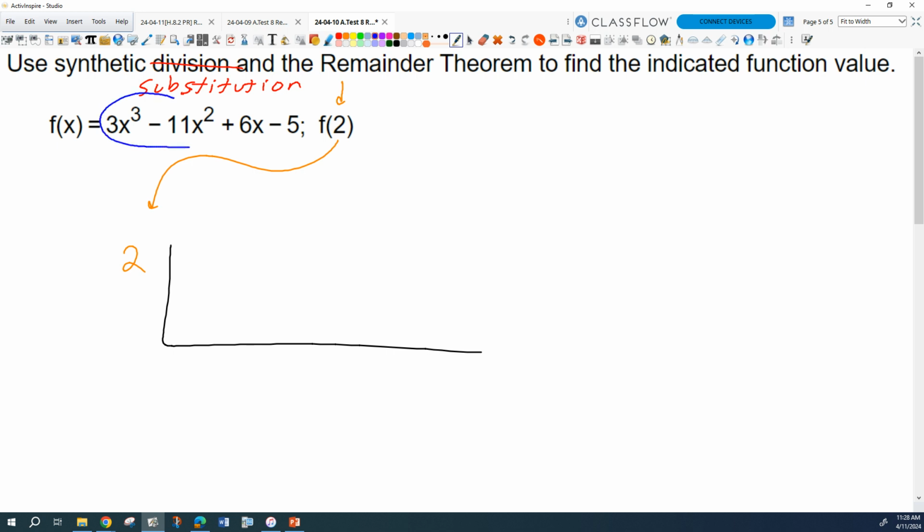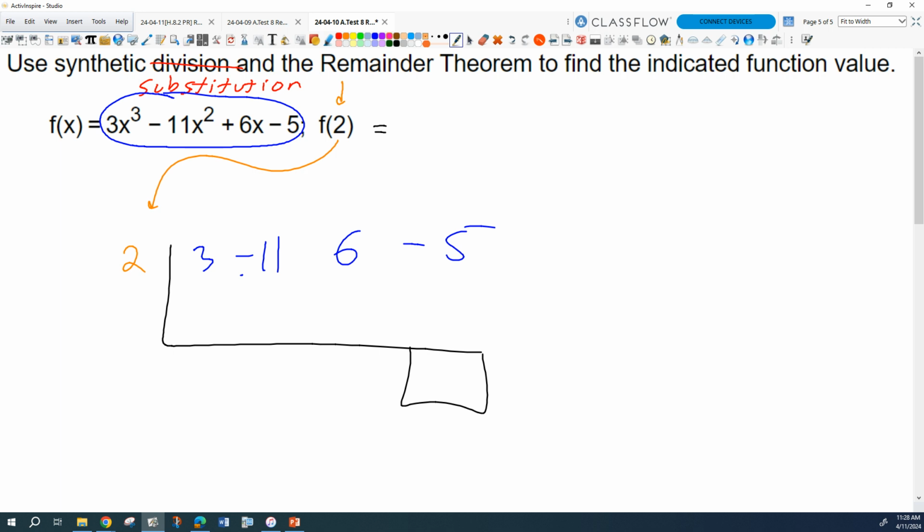Does that make sense? Okay, so what's the coefficient row look like? 3, negative 11, 6, and 0. Okay. So if I want the answer to this, I want to know what is the value of f of x when I plug in 2? f of 2, in other words.